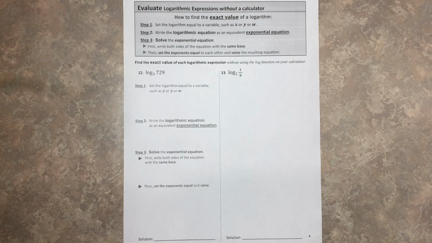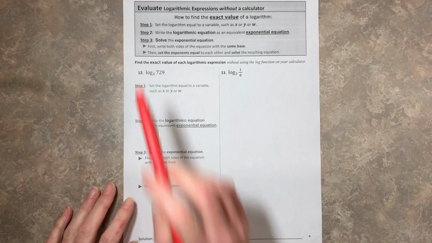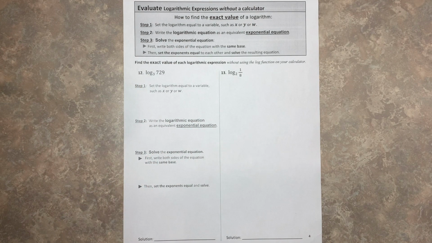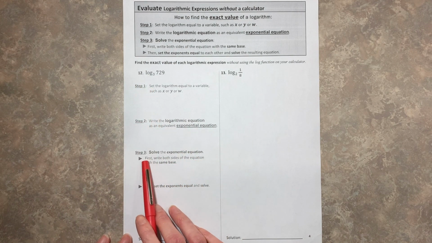Next step, we're going to learn how to evaluate logarithms. To evaluate a logarithm means you're calculating the exact value of the logarithm. And in order to evaluate, or in other words, find the exact value of a logarithm, we're going to follow these 3 steps. And for the first problem, I've typed those steps out for us to see.